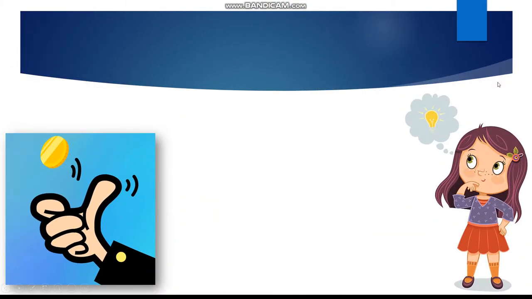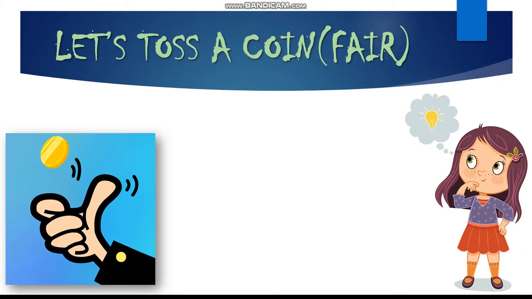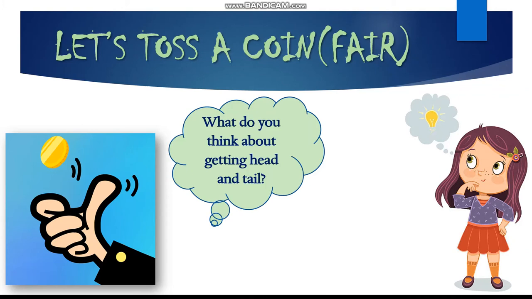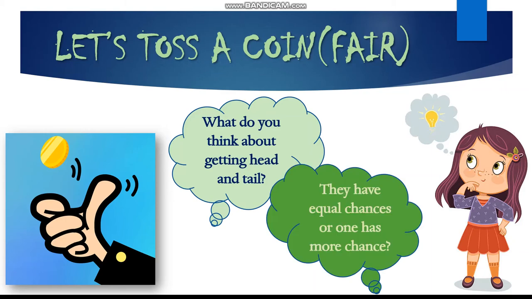For this question, let's toss a coin, but this is a fair coin. I just want you to think about getting head and tail when we toss a coin. Do they have equal chances or does one have more chance? Please think about that. So, if you think about that, let's continue with CODAP.